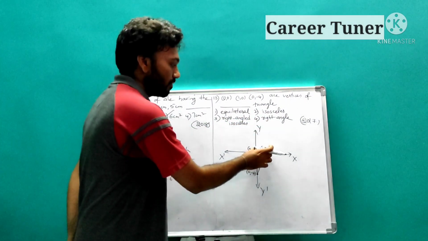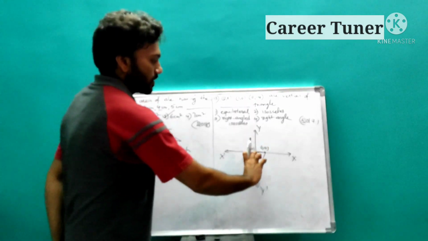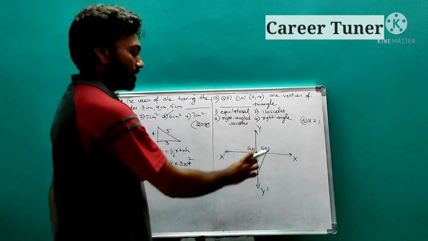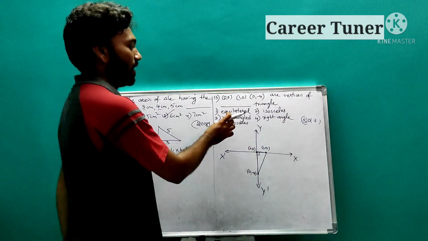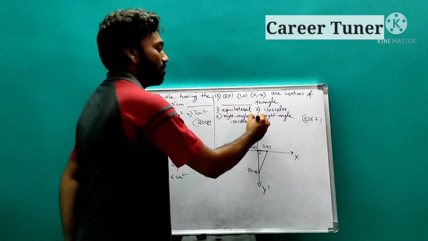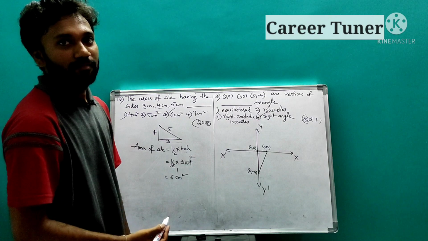So what is the distance here? Distance here is only 1 unit. Distance here will become 4 units. Are these both same? No. When they are not same, we can't say it as right angle isosceles. It is simply a right angle triangle. Okay.